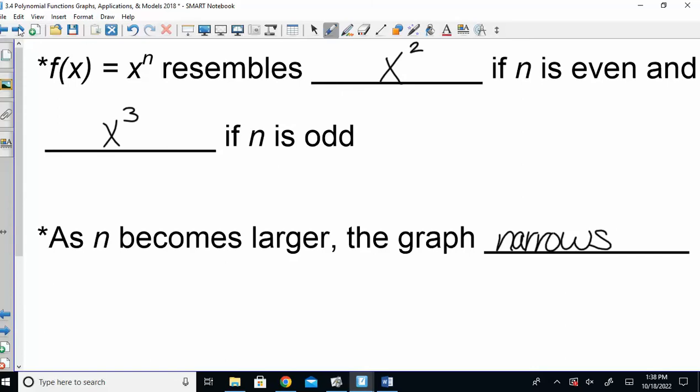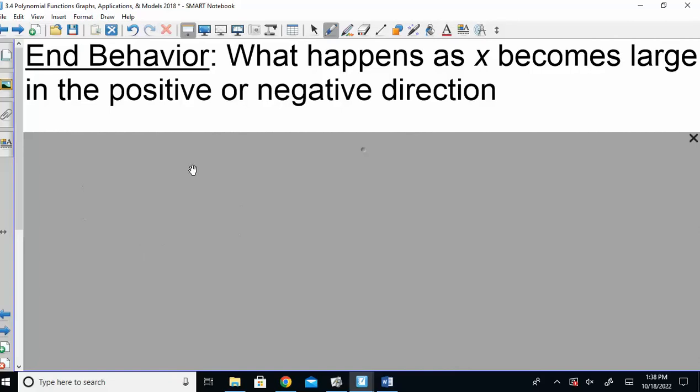All right, so big thing, our end behavior. I put a big star next to this. This is what happens if you go forever in the positive or negative direction. If you look in the textbook on any of these, it gives some more wordy explanations. So it's going to say, like, as x approaches positive infinity, f of x approaches positive infinity.